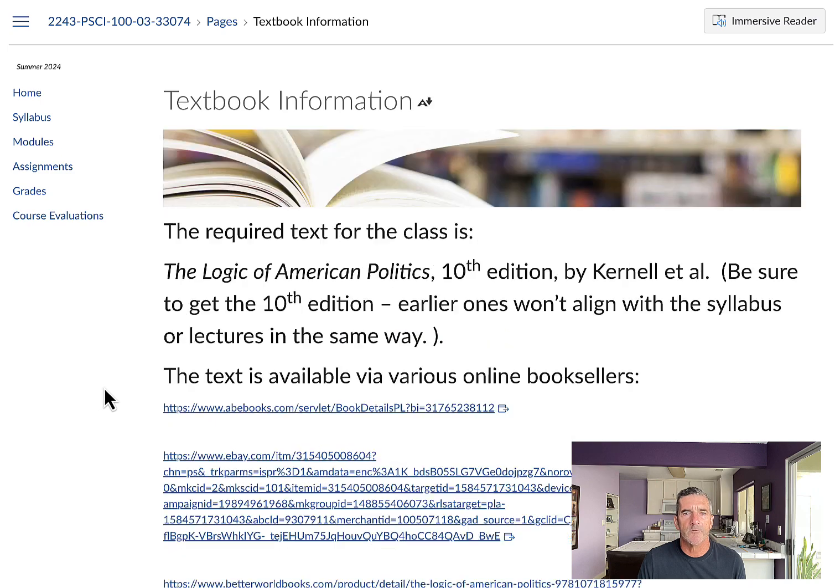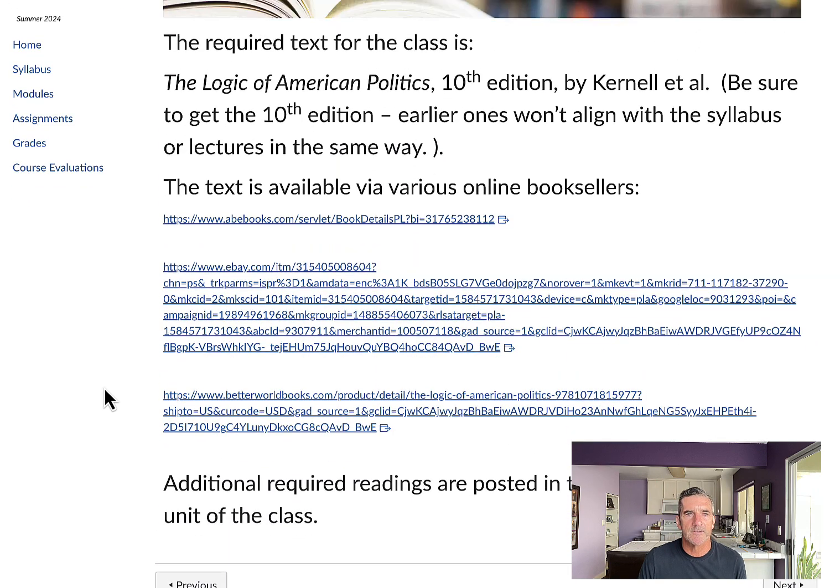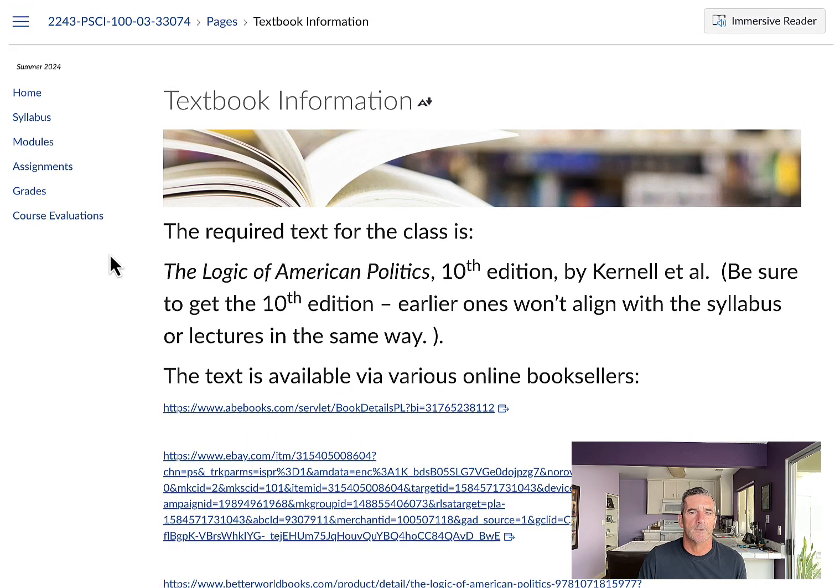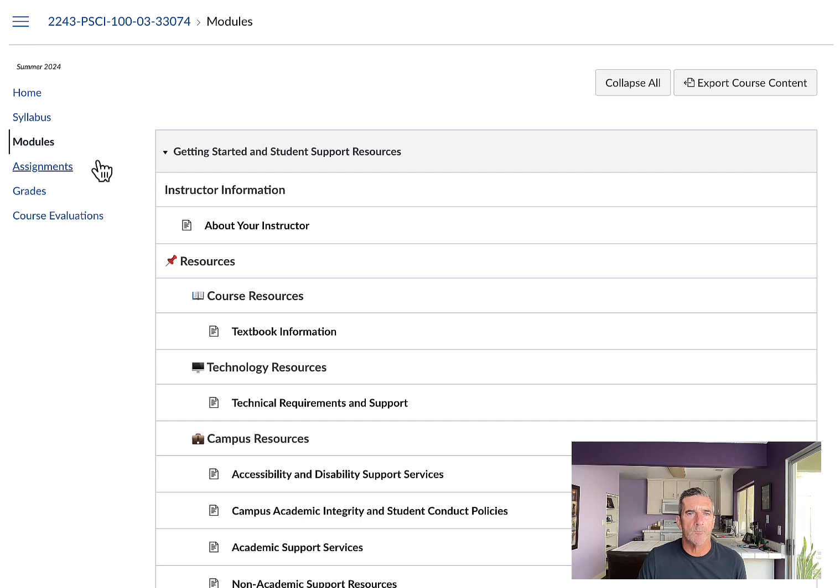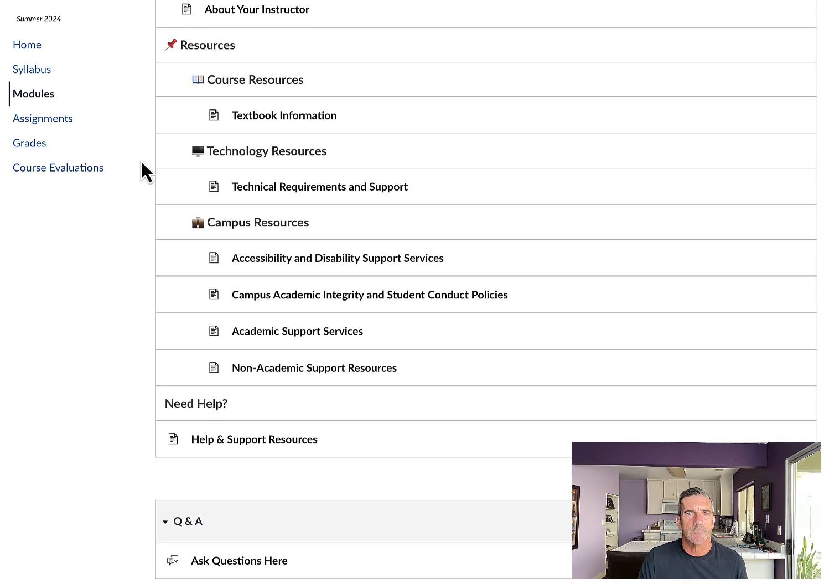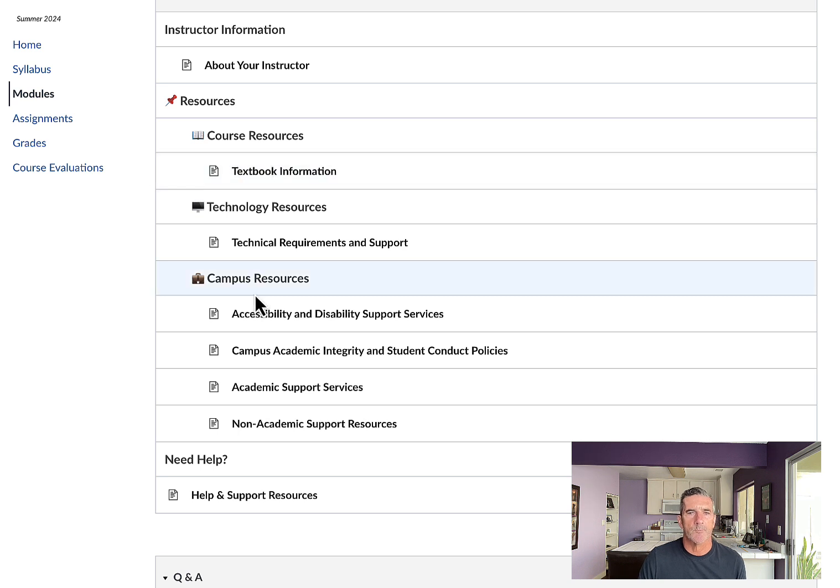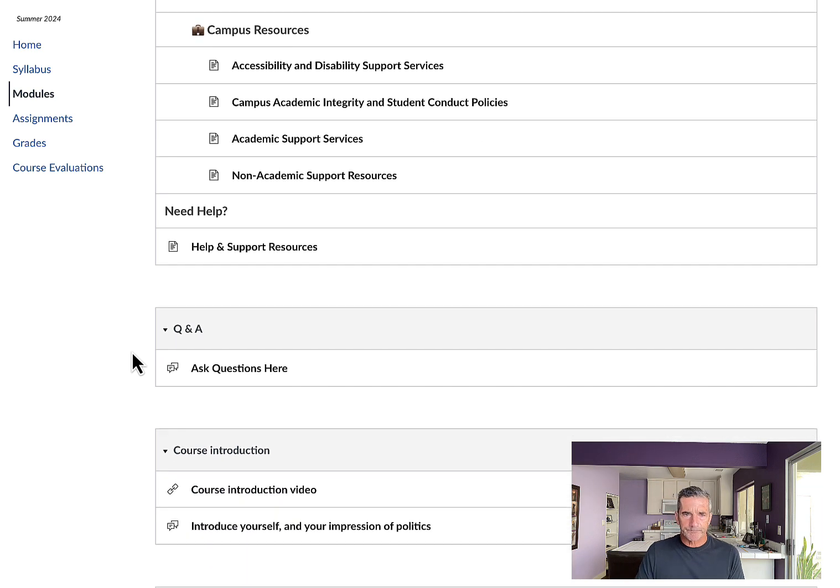This is that exact same information. Links that you can buy it at for cheap. Cool. And then here in the module section, this is where the real nuts and bolts of the class are. The actual material is housed here. There's some basic information about the text, about some support services, tech support, disability student services support, academic support, non-academic support. That's the sort of generic stuff that is consistent across all classes.